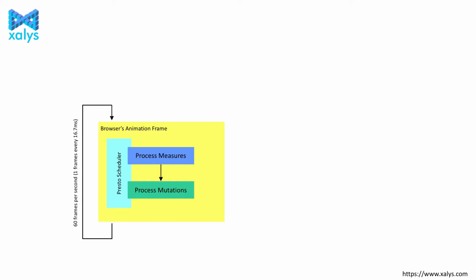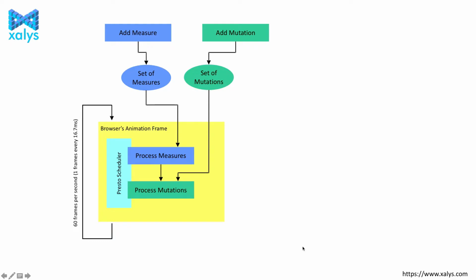This sequence ensures two things. First, no layout trashing can occur within a regular Presto cycle. Presto will strictly enforce that no measure happens in the mutating phase and no mutation is allowed in the measuring period. Secondly, if your mutation needs a measure to be performed first, it will always be the case. Using Presto is straightforward.